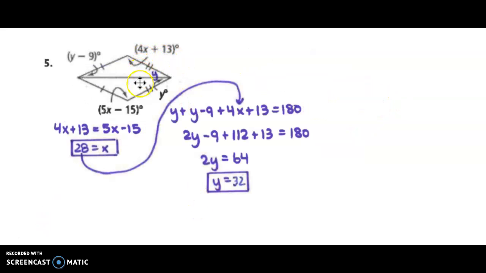Okay, in this problem, a couple things here. We have 4x plus 13 is equal to 5x minus 15 because these opposite angles are congruent in this kite, right? And also, I think what we did was we added the angles in the top triangle to equal 180. Alright, because if you know what x is, then you can substitute it in here.